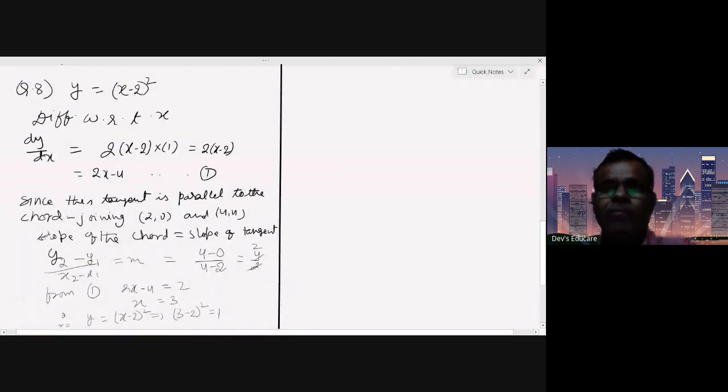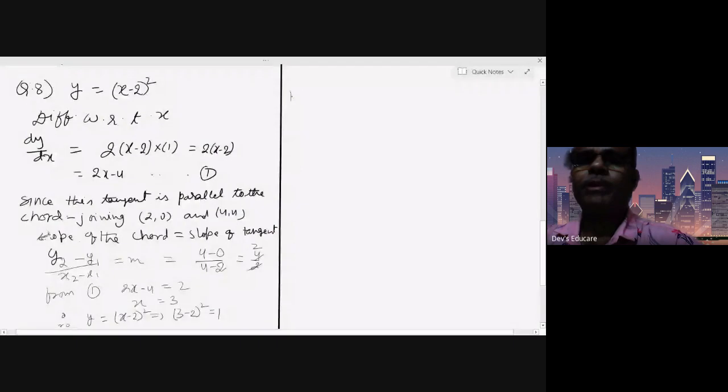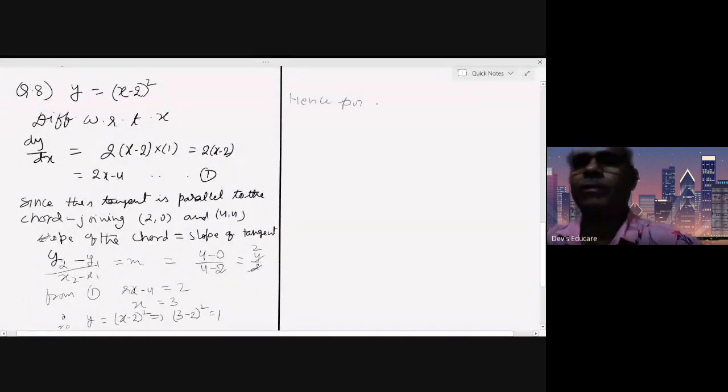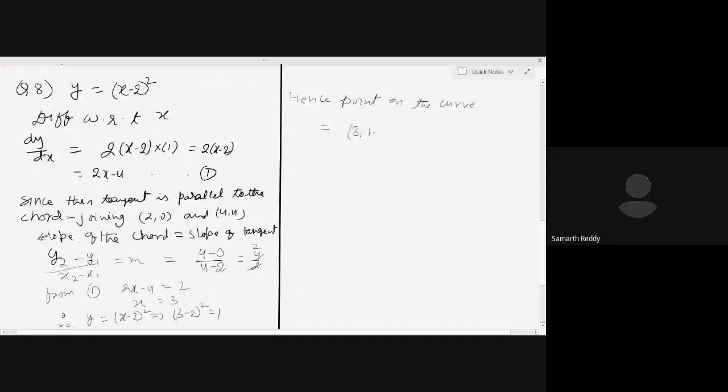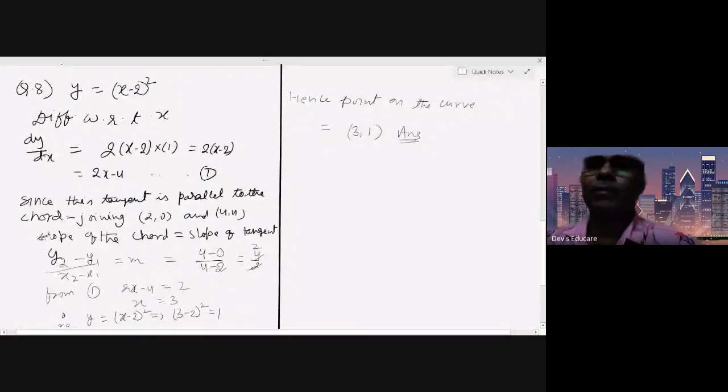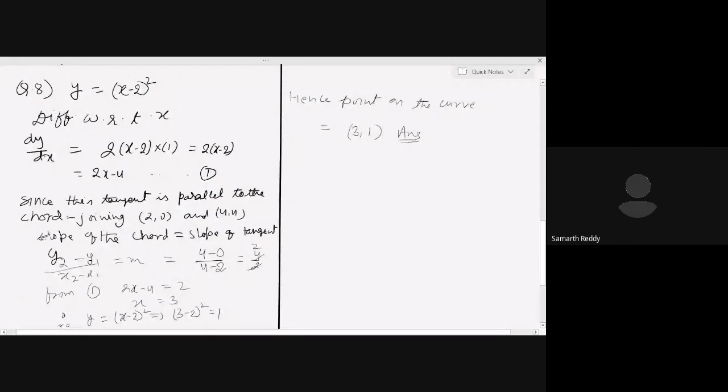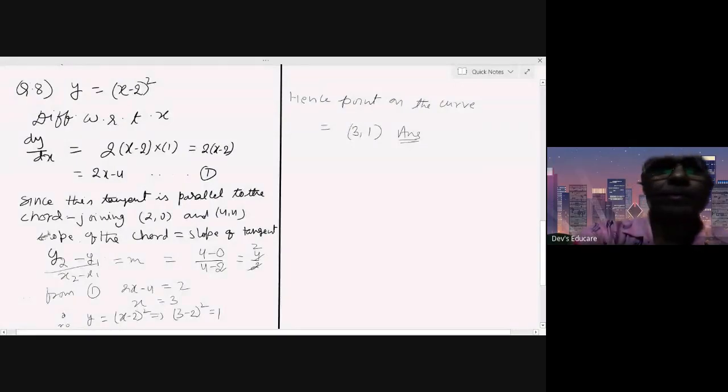Therefore, the point on the curve equals (3, 1). This will be the point. Check your answer as well. Yes, sir, the answer is correct.